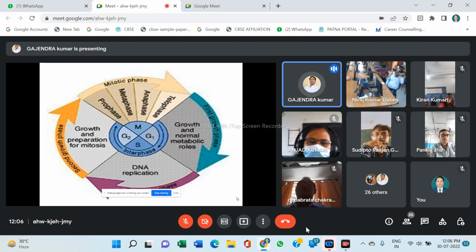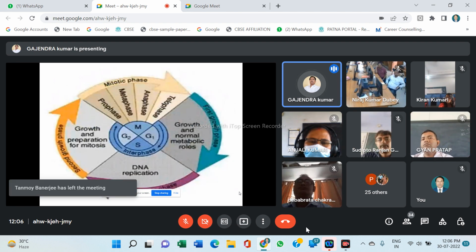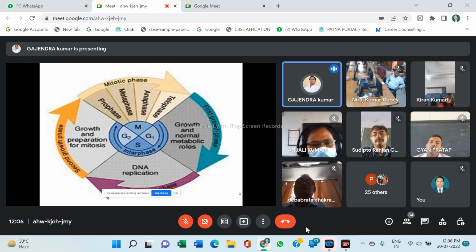We can also find that as the number of chromosomes are same in the parent cell, hence it is also known as equational cell division. After the end of mitotic cell division, two daughter cells are formed, and each daughter cell will have the same number of chromosomes as the parent cell.